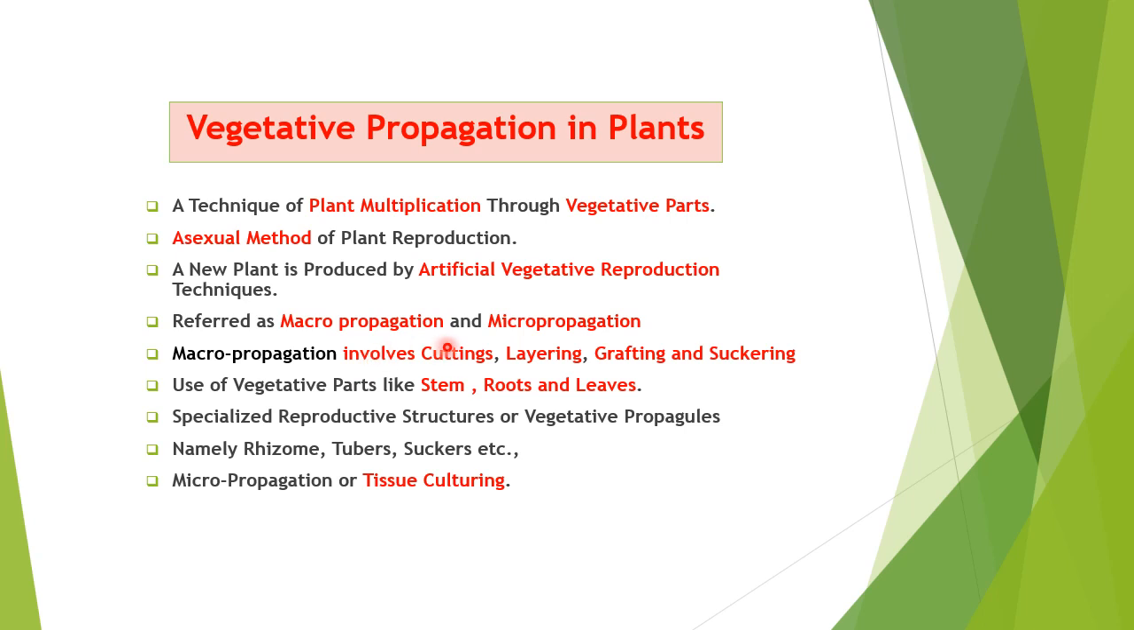Macropropagation involves cuttings, layering, grafting, and suckering, and use of vegetative parts like stem, roots, and leaves. Specialized reproductive structures or vegetative propagules include rhizomes, tubers, and suckers, and micropropagation involves tissue culturing. So simply, vegetative propagation in plants is an asexual method of plant multiplication, which can be done through stem cuttings, root cuttings, or leaves, or through its vegetative propagules.